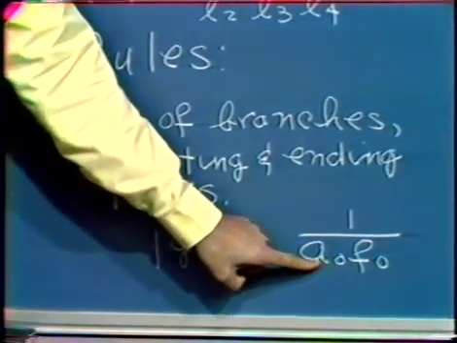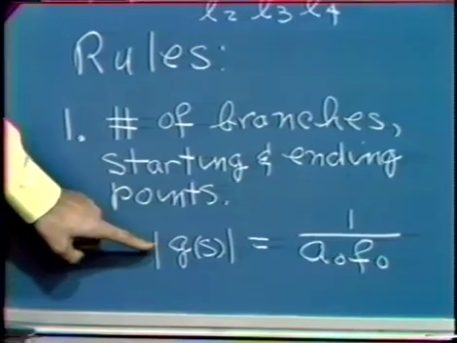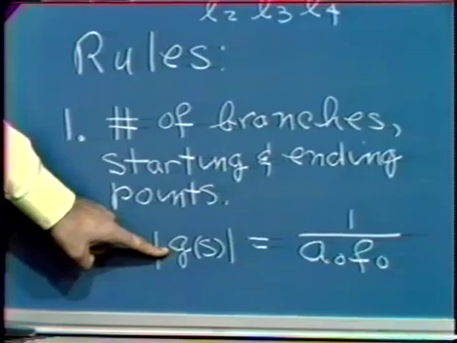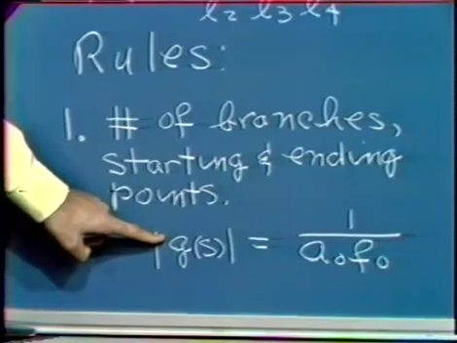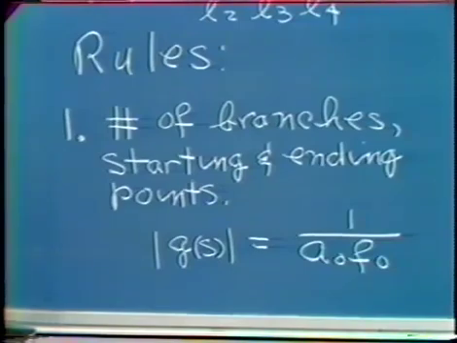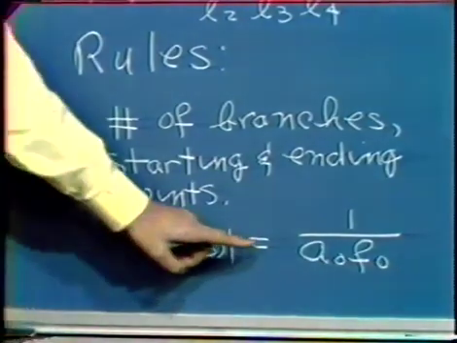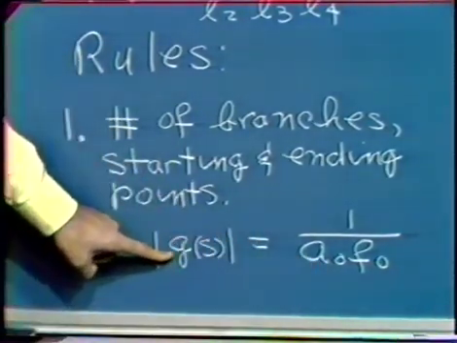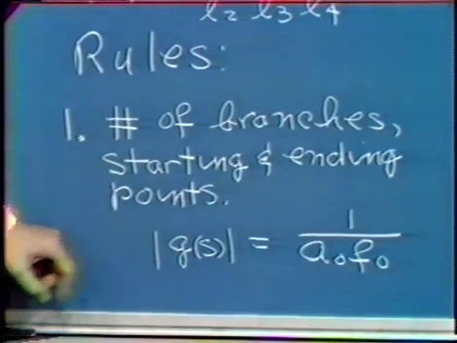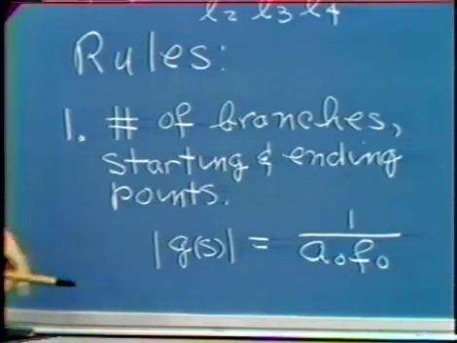Suppose we have a very, very small A0 F0 product. In order to satisfy the magnitude condition, G of S must be very, very large. In other words, we have to be very close to a pole of G of S, or correspondingly to a pole of the loop transmission. So the branches of our root-locus diagram start at the poles of the loop transmission. Similarly, for A0 F0 very large, the magnitude of G of S has to be very small. In other words, we have to be close to a 0 of G of S. So the branches start at poles of the loop transmission and end at zeros of the loop transmission, where starting and ending are defined respectively by small values of A0 F0 and large values of A0 F0.